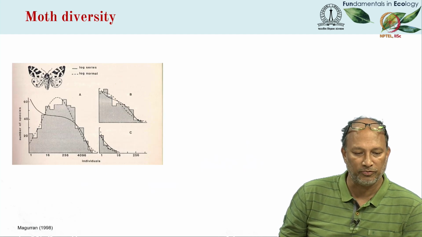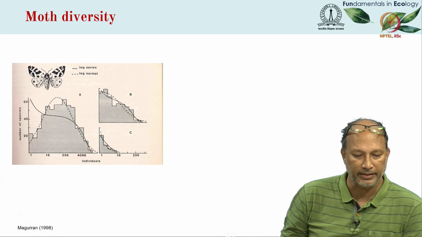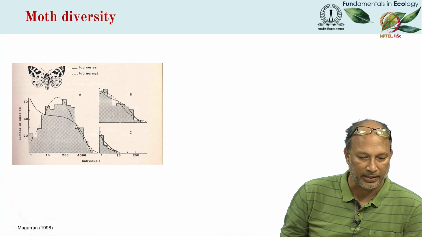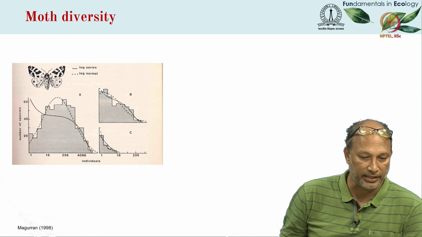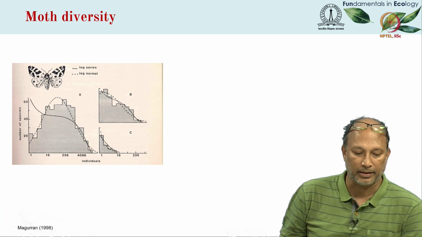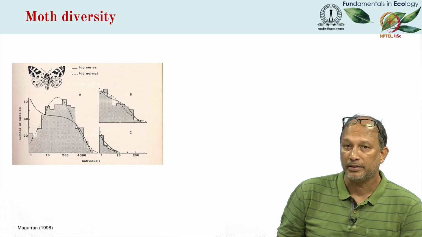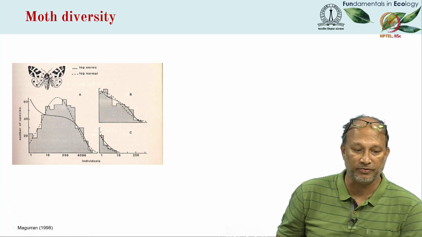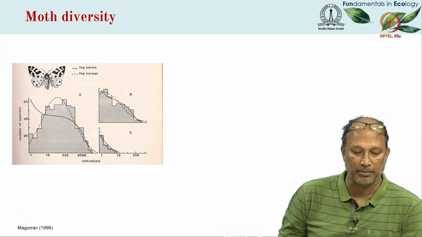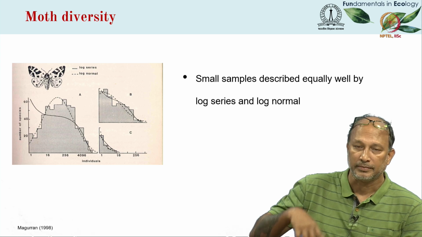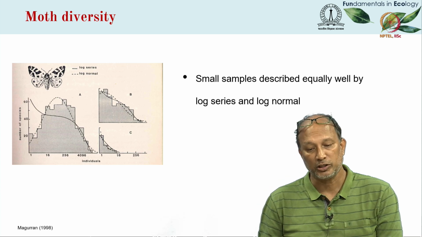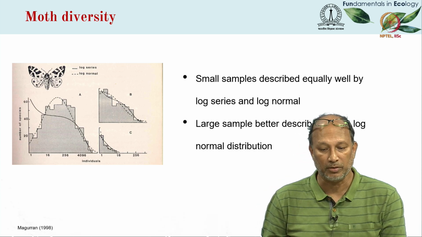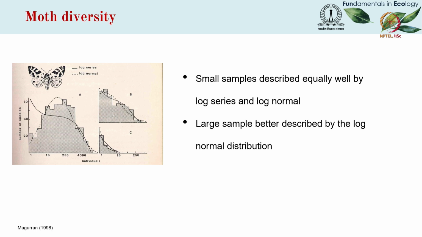Another example of moth diversity, where it's plotted as log series and log normal, and one of the arguments is that the shape of the distribution that we infer might even be influenced by the amount of sampling that we've done. Therefore, small samples are described equally well by log series and log normal, and larger samples are better described by the log normal distribution.